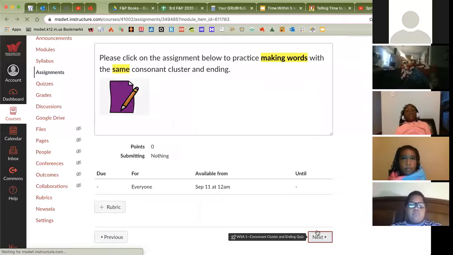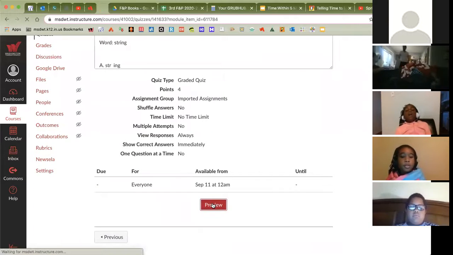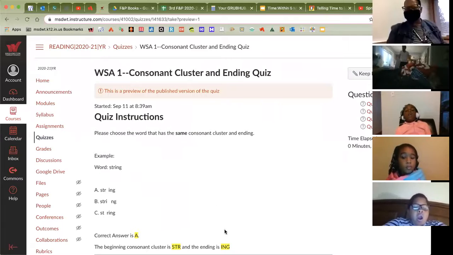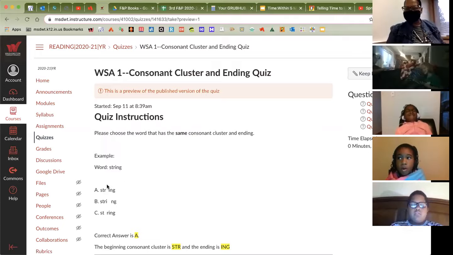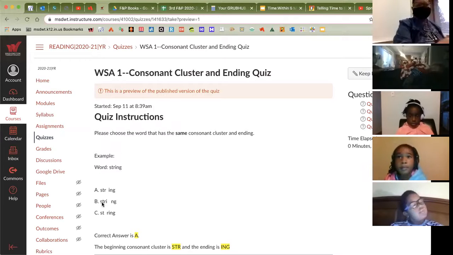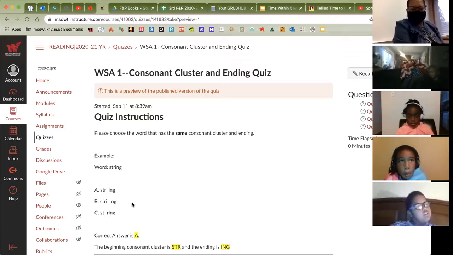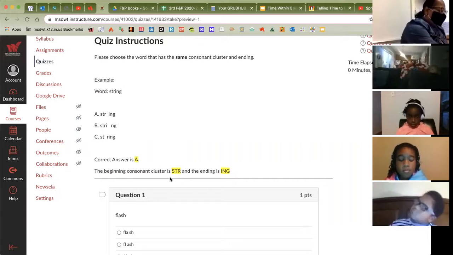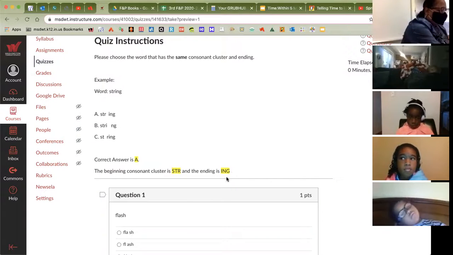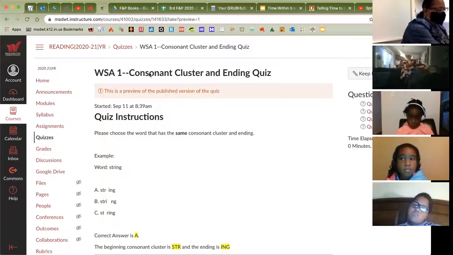And then you have a short 5-question quiz. It says, please choose the word that has the same consonant cluster and ending. So here's the example, string. And then your choices are A, STR, and then the ending ING, B, STRI, and the ending NG, or C, ST, and the ending RING. And then the correct answer would be A, because I have my consonant cluster, STR, and then my ending is ING. All right, and then we'll have our read aloud at 9:45.